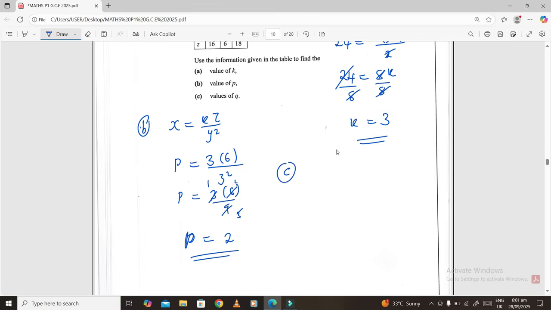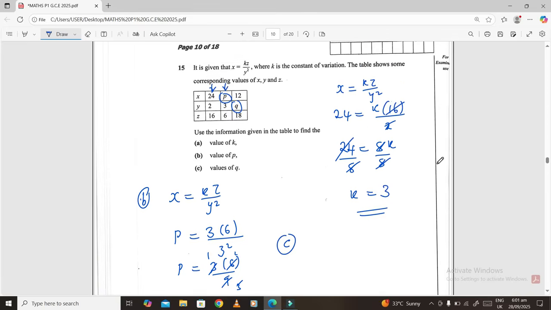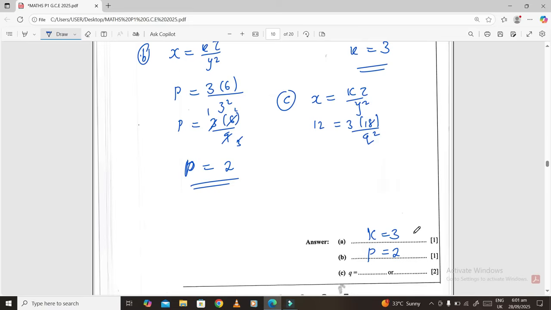Question C, here we are finding the value of q. So for the value of q to be found, we're going to say x is equal to kz over y squared. X is 12, equal to k, we know it's a 3, z it's 18, and y it's q, so that's q squared. So we solve for q. So we cross multiply. This is giving us 12q squared is equal to 3 times 18. Divide by 12 by 12. This and this will go.